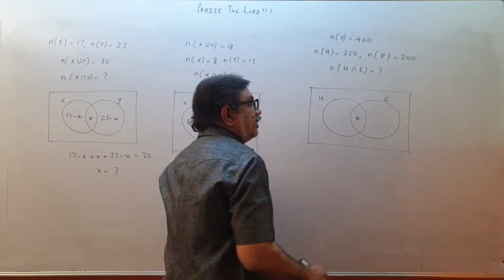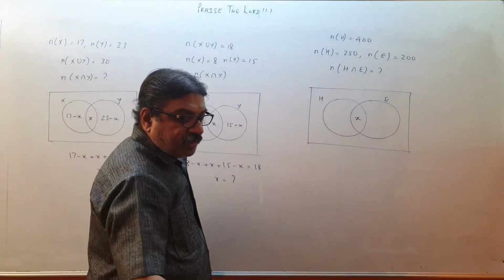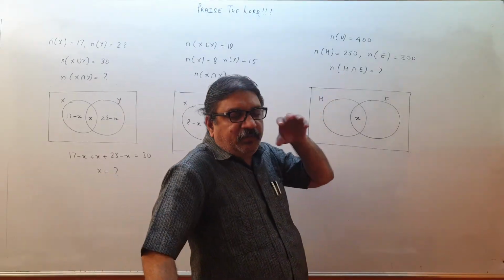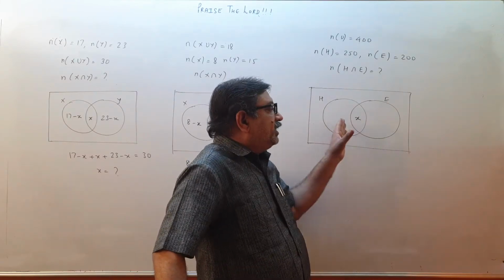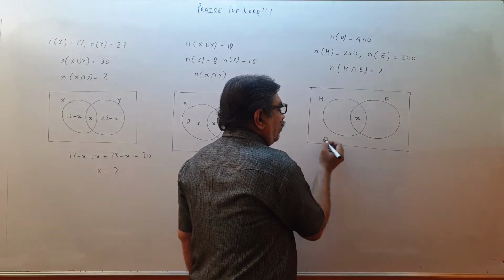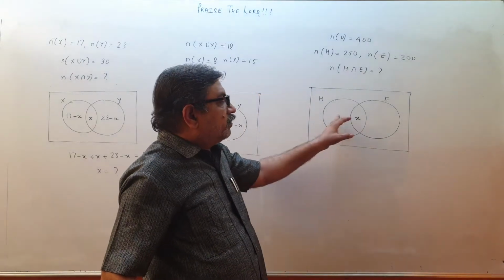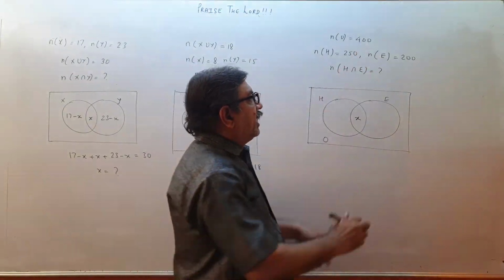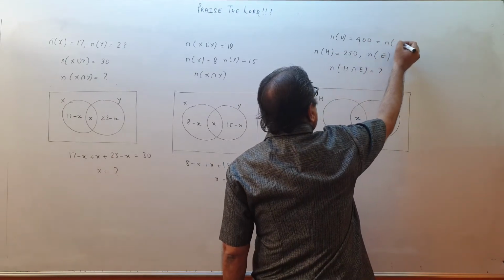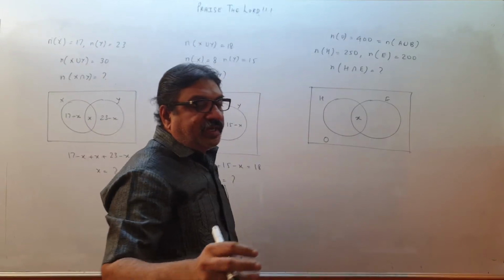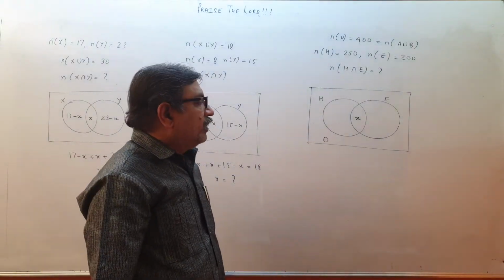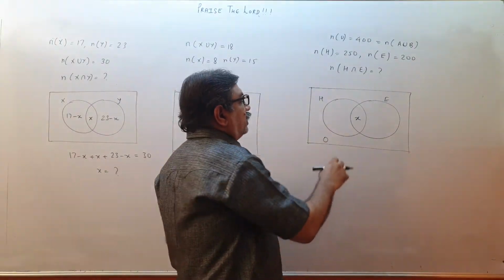Supposing there are X people over here, and it is given, children, that every person can speak either Hindi or English. That means there is no person who can speak neither Hindi nor English, so this will be 0 over here. Therefore this plus this will be 400, and now U will be N of H union E, because it is given every person can speak at least one language. Okay, so this is X.